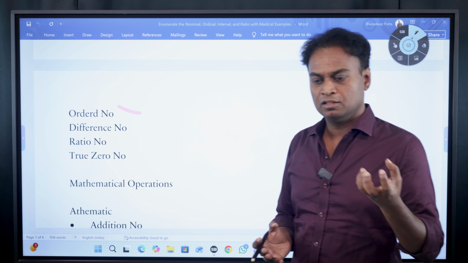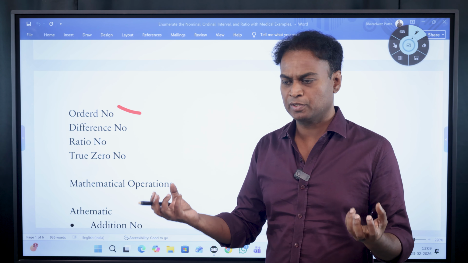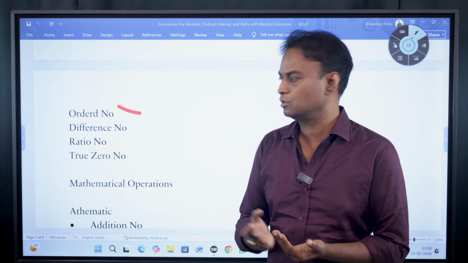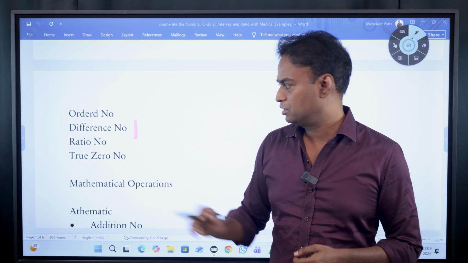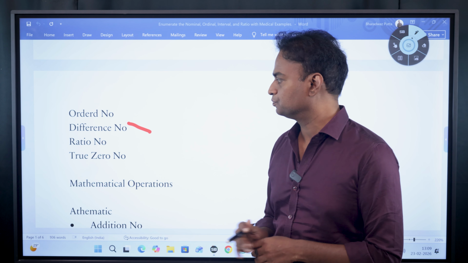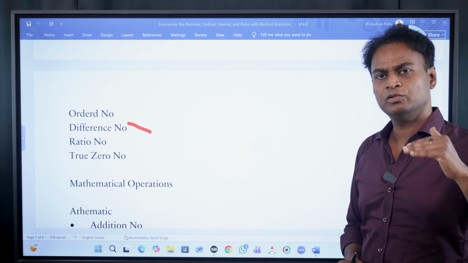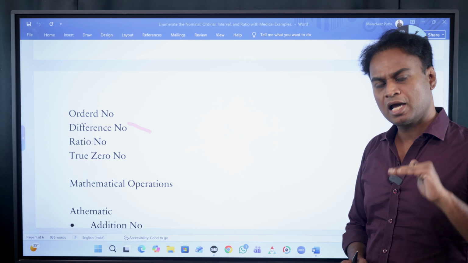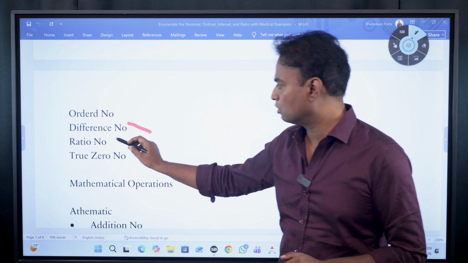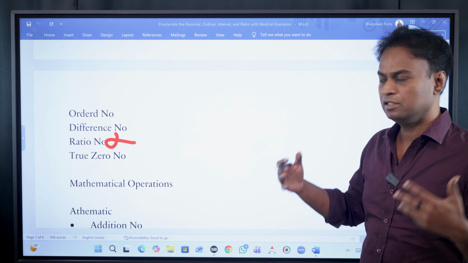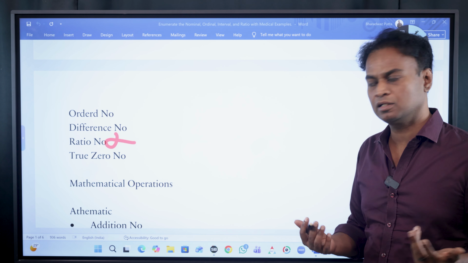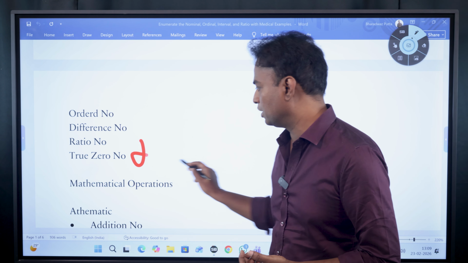If you take a diabetes patient and a hypertensive patient, can you subtract one from the other? No, you cannot. That's the reason it cannot be differentiated. There is no difference. And coming to the ratio, can you divide a hypertensive patient by a diabetic patient? No. So ratio is also not possible. Does it have a true zero? It is not a numeric value, so it doesn't have any true zero as well.